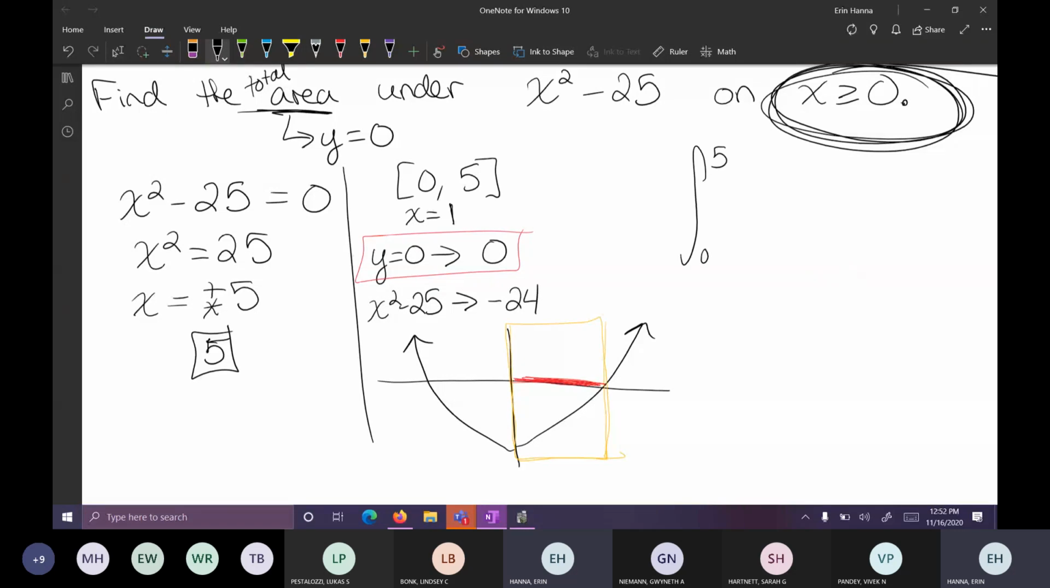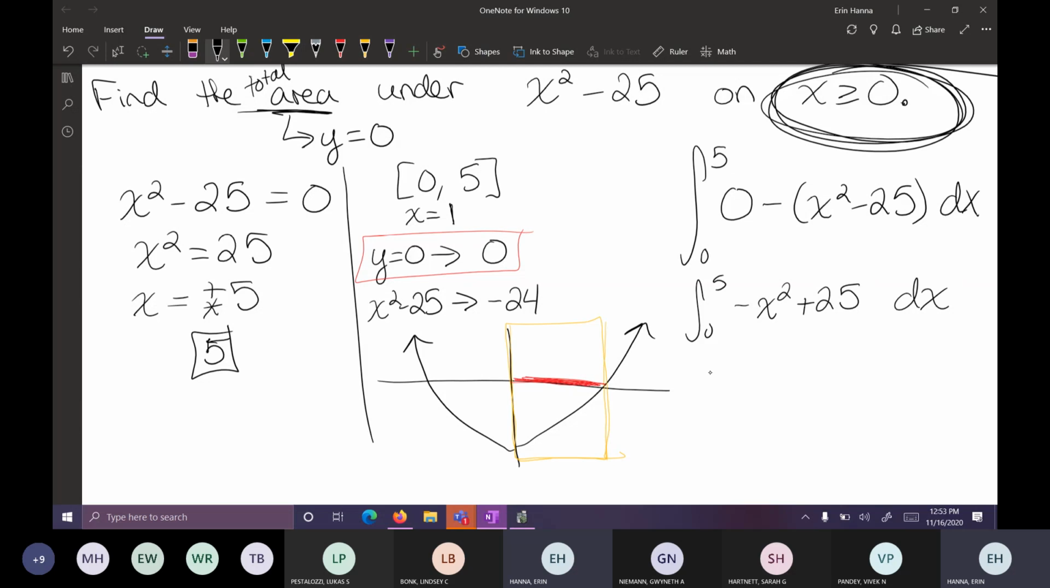So we're going from 0, that's a really big integral symbol, from 0 to 5. Our top function was 0. Our bottom function was x squared minus 25. At this point, you can punch that into your calculator, or if you wish to do it by hand, I would reduce it to this first. Then you find the antiderivative, plug in the top bound, and subtract what you get when you plug in the bottom bound. Questions, concerns on that?